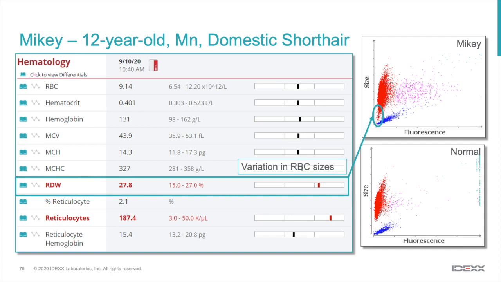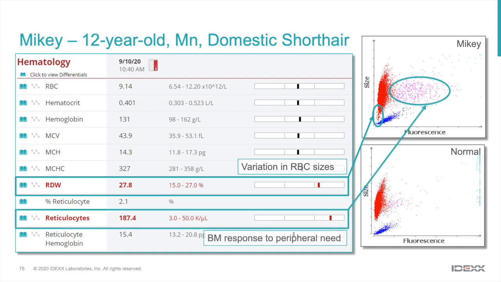The RDW, the red cell distribution width, remember that's a measure of the variation in red cell size, is slightly increased in Mickey. And by itself, we probably would question the significance of that. However, when we look at the dot plot for the ProCyte DX, we see support for that variation in size. The red dots on the plot represent the mature red blood cells. And look at the span of the red cell population on that y-axis, which is a representative size of the cells, compared to the normal one below. Clearly in Mickey, that spread is wider, suggesting that there really is variation in size.